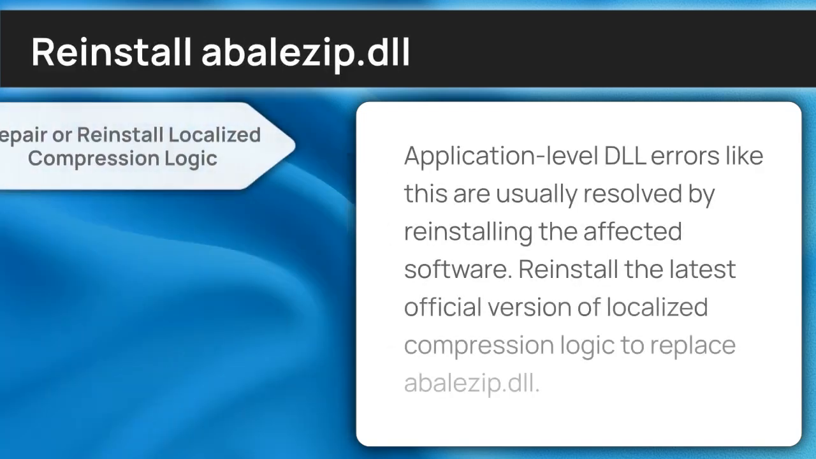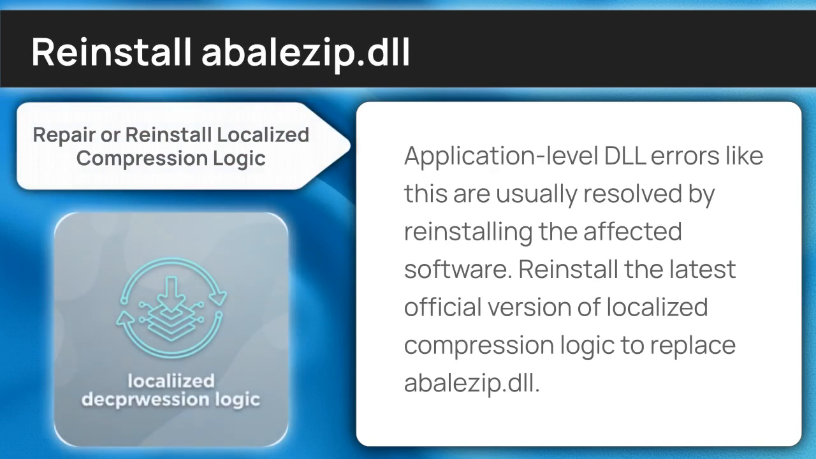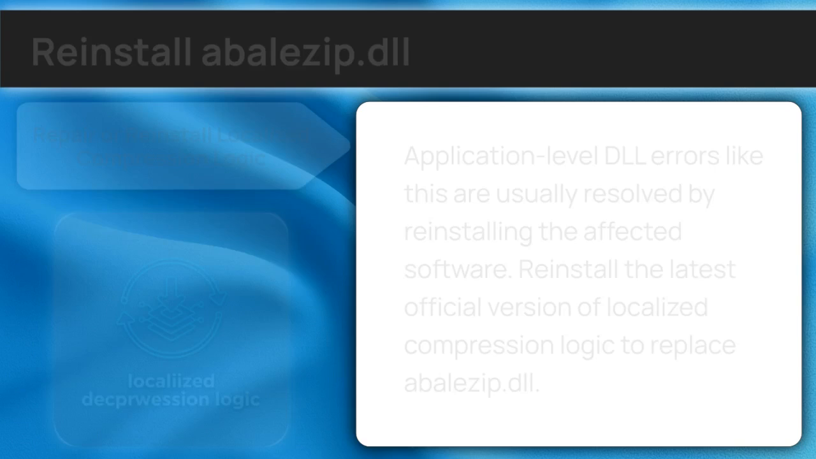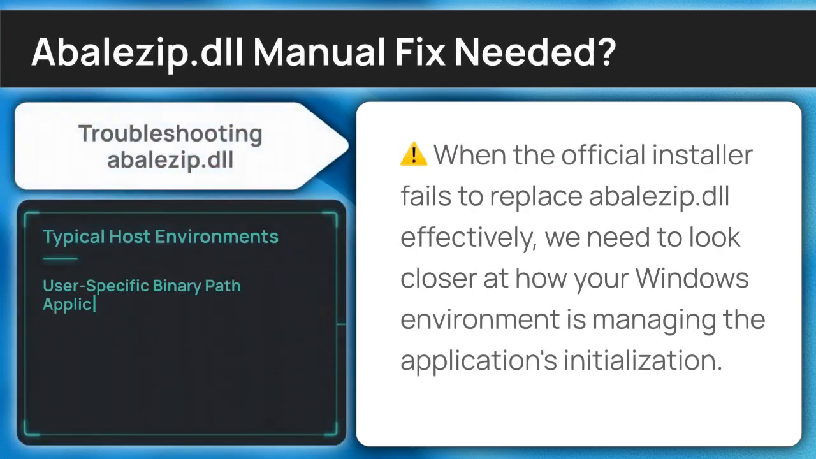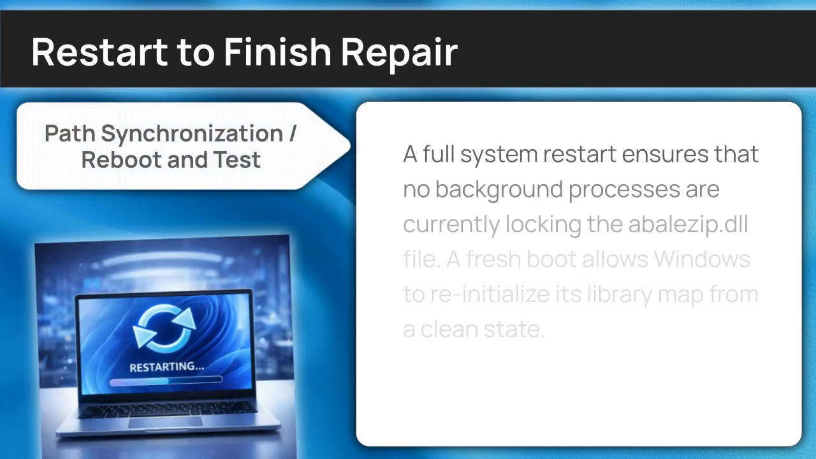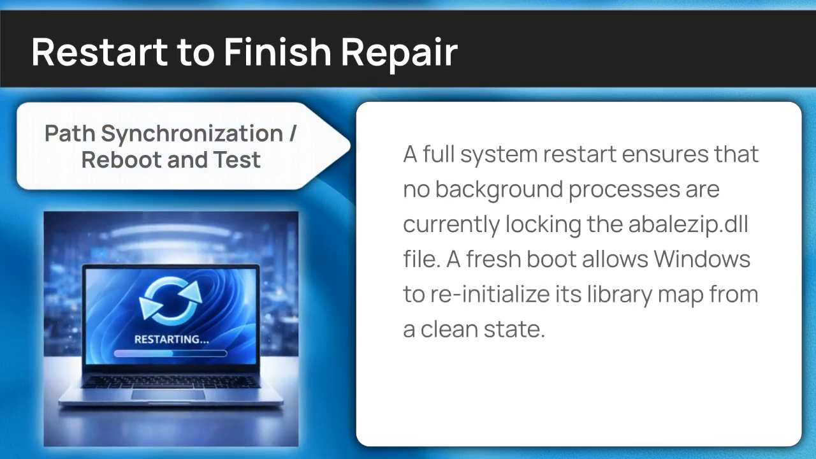Application-level DLL errors like this are usually resolved by reinstalling the affected software. Reinstall the latest official version of the localized compression logic to replace the Abalezip library. If no luck was had with the redistributable package, we will escalate the fix by performing a targeted reset of the system state. A standard reboot clears out temporary memory conflicts and gives the Windows loader another chance to properly register the Abalezip library component during startup.